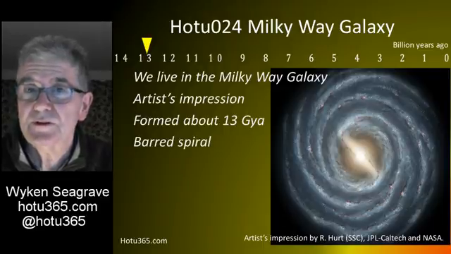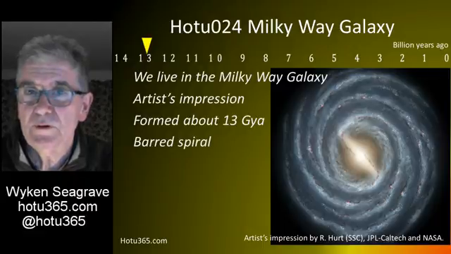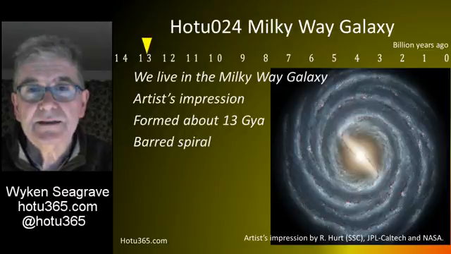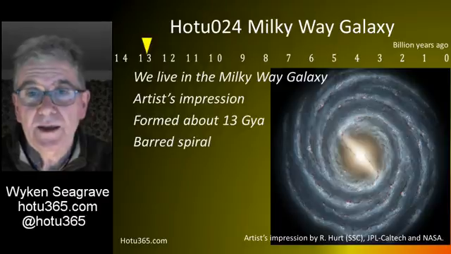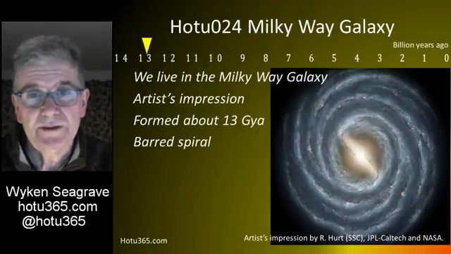About 2/3 of galaxies are spirals. The remainder are more amorphous. They're cloud-like and they're called elliptical galaxies. And ours is a barred spiral. You can see the bar across the middle. And again, about 2/3 of spiral galaxies have a bar like this.